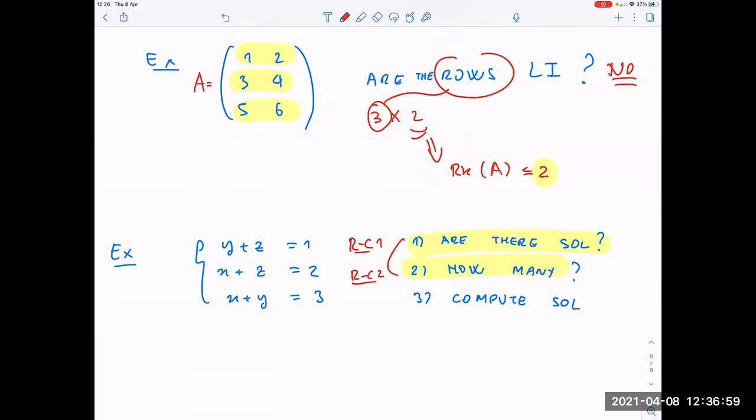But let's see what you get here. Are there solutions? Yes or no? How many? Infinite to the whatever. And then you can compute the solution and see what you get. So let's see how far you can go.